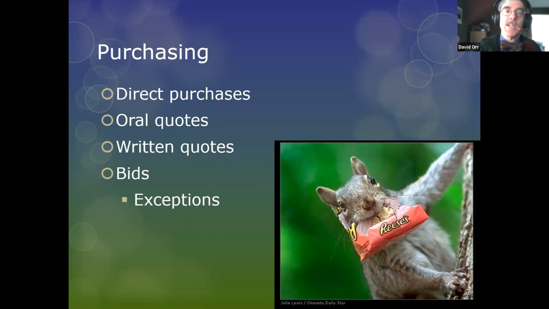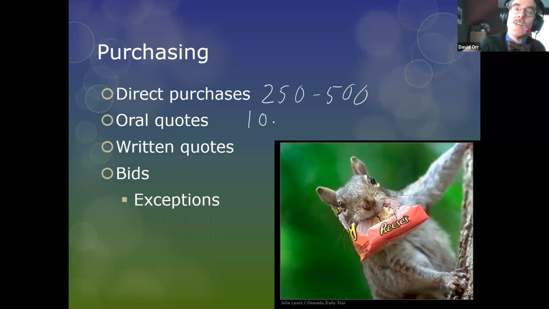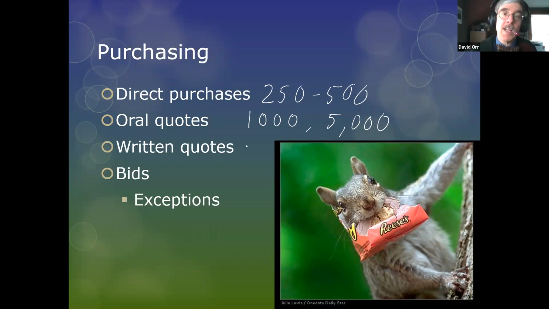Oral quotes don't take that much, okay? Going around the state, the most common number I see for direct purchases is closer to 250 to 500 range, okay? The most common for oral quotes is up to about, I've seen as low as 1,000, up to about 5,000, though some go slightly higher. And then written quotes go all the way up to the state purchasing limit of $35,000 or $25,000, depending whether it's a public works activity or purchasing of an item. And of course, there's lots of exemptions: leases, purchasing from other municipalities.